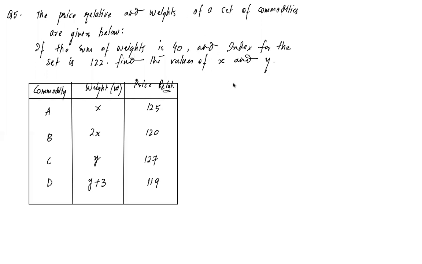The sum of the weight is 40. There's an important data given. Sum of weight is 40, and the index number is 122. We need to find the value of X and Y.